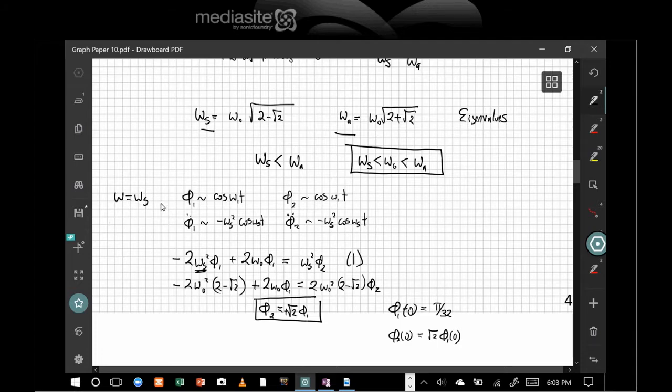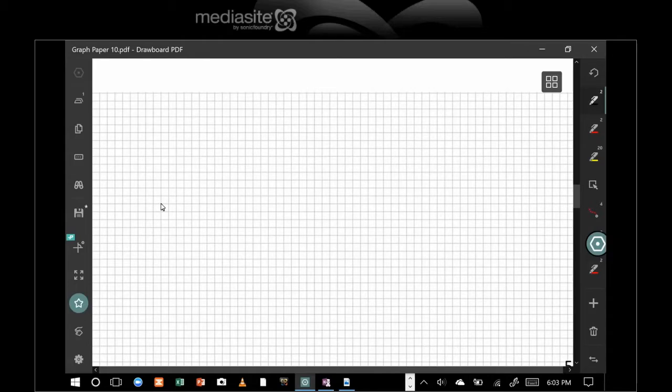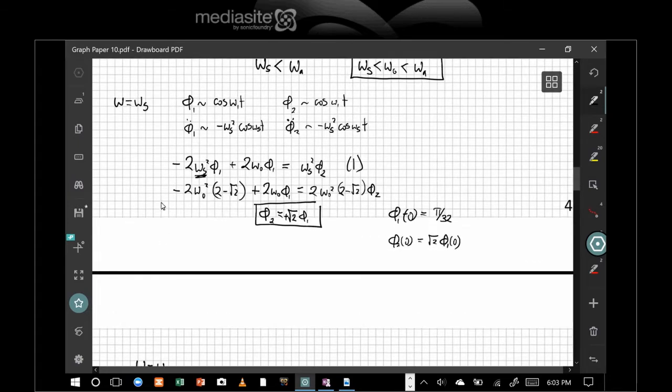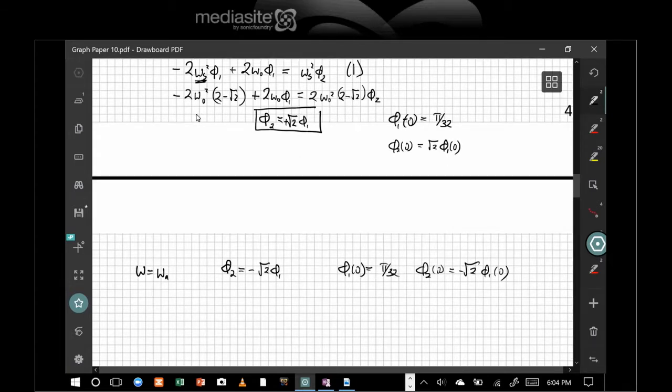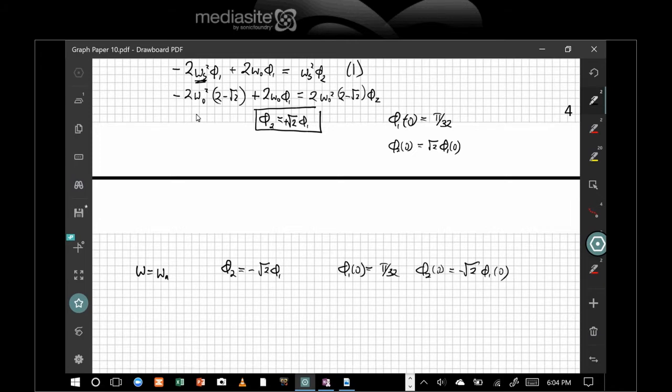Now that's for the symmetric mode. You can also do the same thing for the antisymmetric mode. For the antisymmetric mode, what you do is you set omega equal to omega A. And you basically do the same thing. Instead of omega S, you just write these things out and stick them into that same first equation. What you can show pretty easily, just by doing the same kind of math, is that phi2 is equal to minus the square root of 2 times phi1. That means that if you set phi1 at 0 to, I'll call that, pi over 32, then phi2 at 0 is going to be equal to minus the square root of 2 times that. And there you've got an antisymmetric oscillation. However, the oscillation frequency was higher, it was faster. Okay, all right.